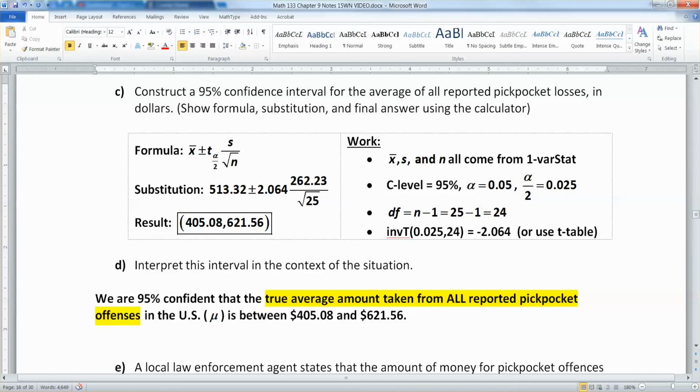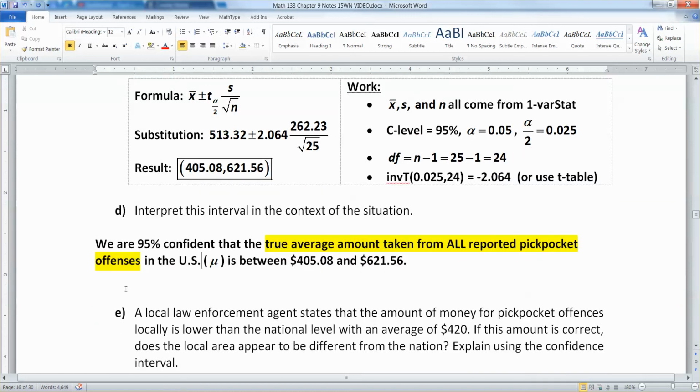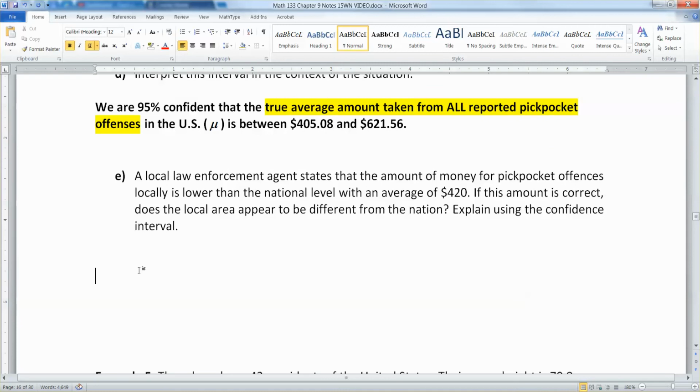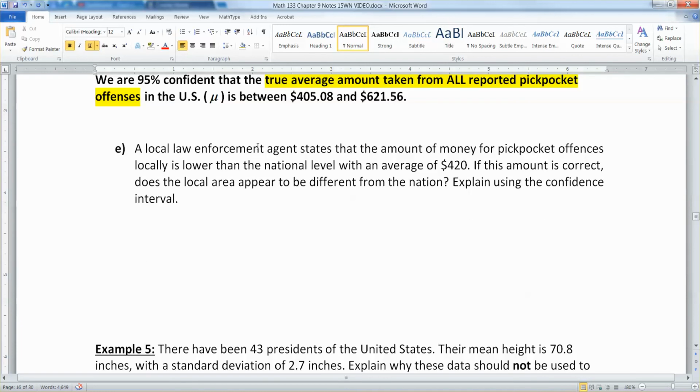All right. Then let's see, a law enforcement official states that the amount of money for pickpocketing offenses in his area is lower than the national average, with an average of 420. So I like this word, lower than. Let's look at those. I'm going to highlight those. And then it has an average of 420. If this amount is correct, does the local area appear to be different from the nation?